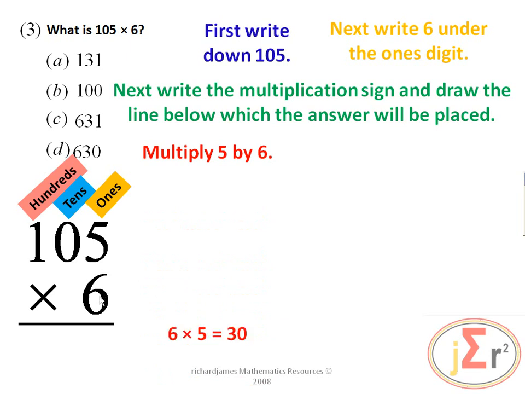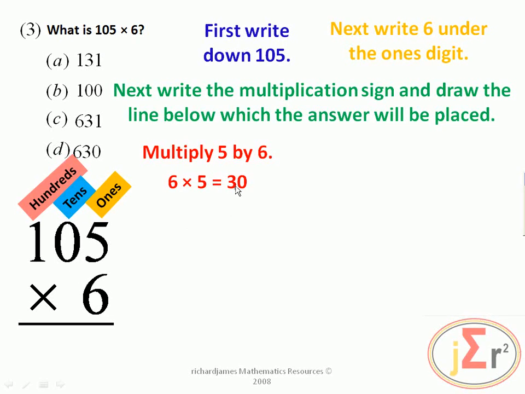So we say 6 5s, and that is equal to? Write down the 30, Jerry. Write what? Okay, I'm sure that you can hear that. So we will write the 0 down, and the 3 will be carried to the tens column.